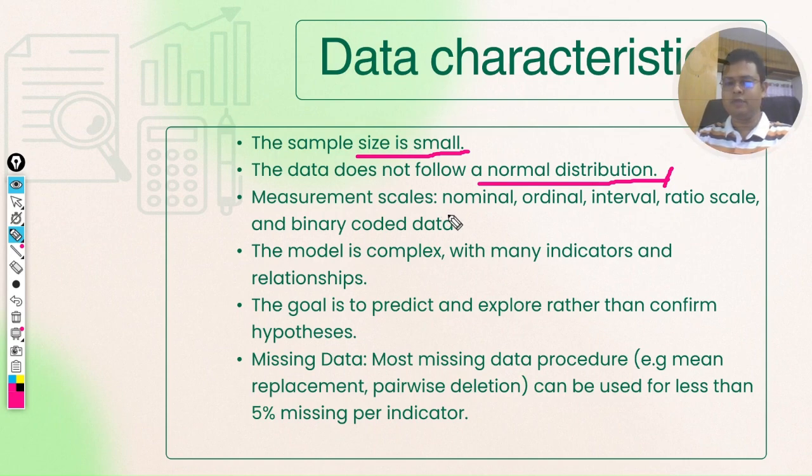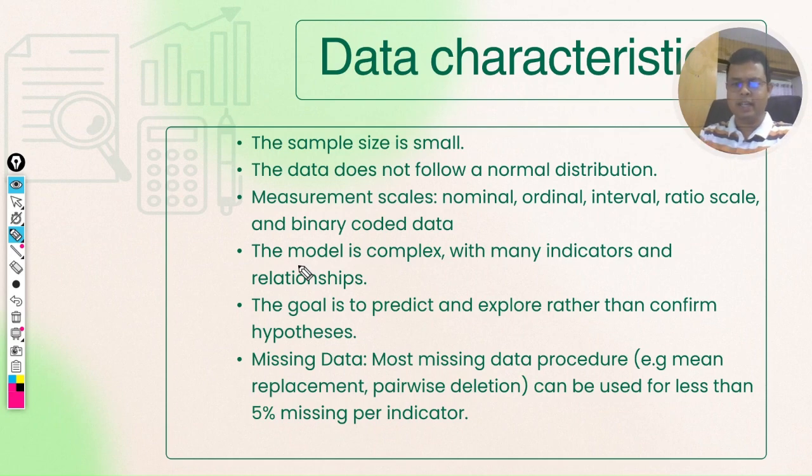If we have several types of data, I mean nominal data, ordinal data, interval data, ratio scale, or binary coded data, so if you have several types of data, I mean measurement scales, you may need to clean or transform the data into the same scale. Otherwise, you will not get the perfect result. But in SmartPLS, it doesn't matter if you have several types of data or scales, right? Doesn't matter. On the other hand, complex model.